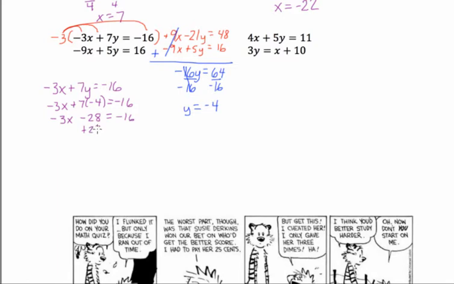Solve for x. So my answer, the x-coordinate is negative 4. The y-coordinate is negative 4. Negative 4 is my answer.